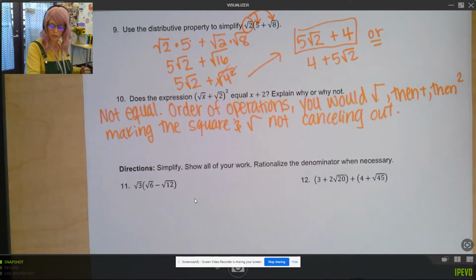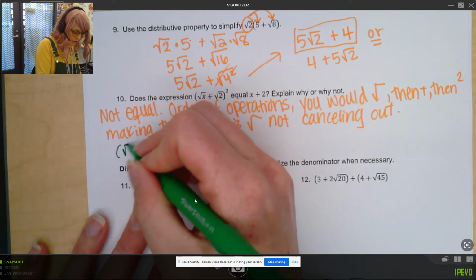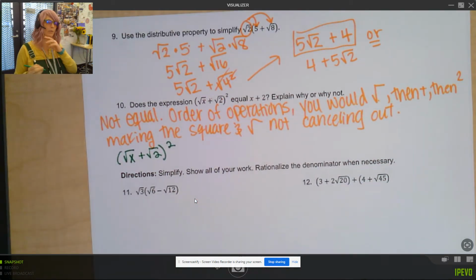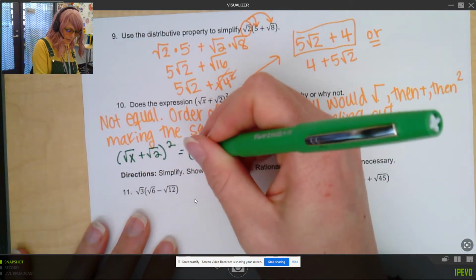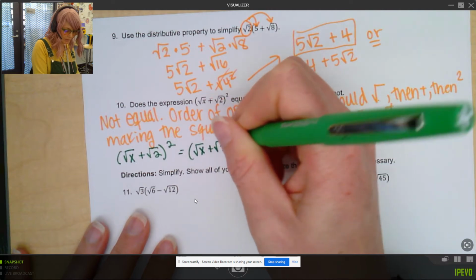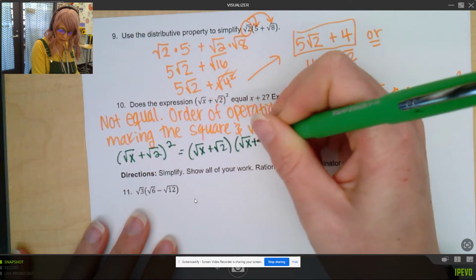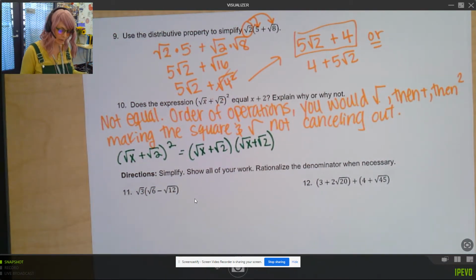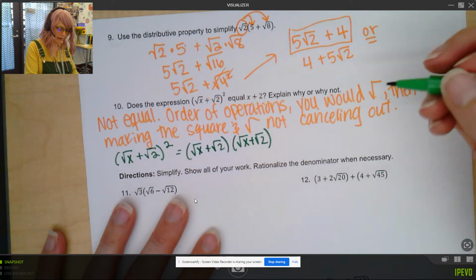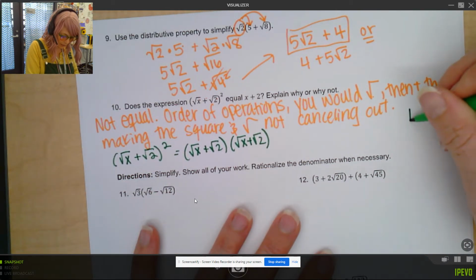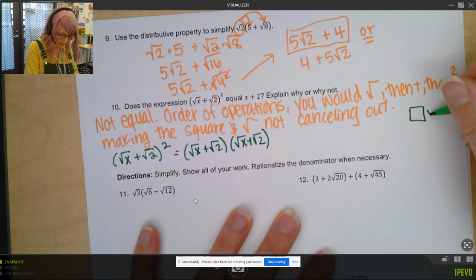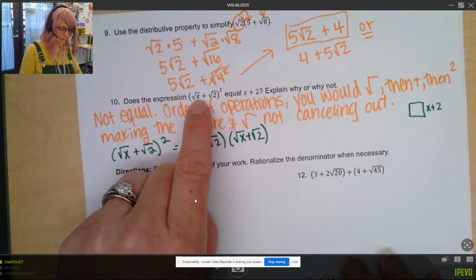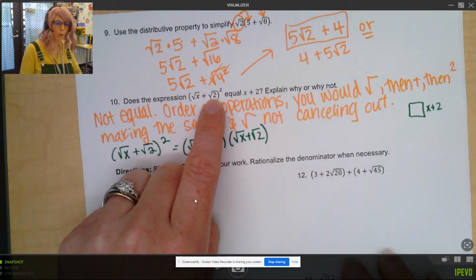So if we wanted to look at this, we could think about this as square root of x plus square root of 2 all being squared. And we can think about, well, if we expanded that out, that is the square root of x plus square root of 2 times the square root of x plus square root of 2. So another way we can connect it to that area model. So if you had a square that had a side length of x plus 2, would the area be square root of x plus square root of 2 squared? No, it wouldn't.